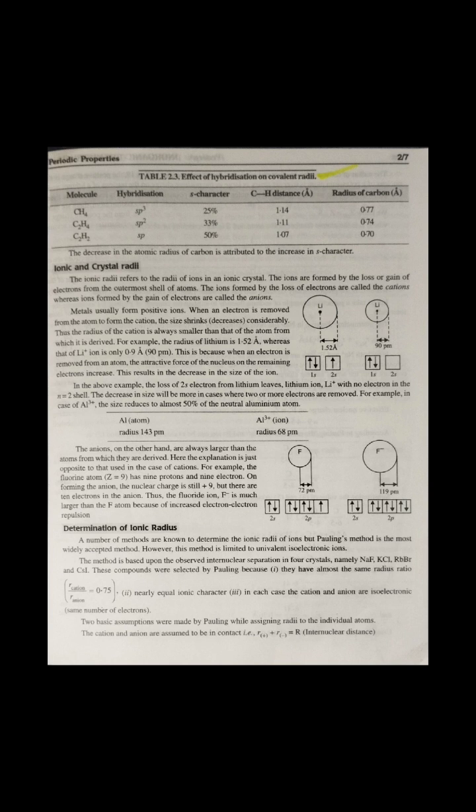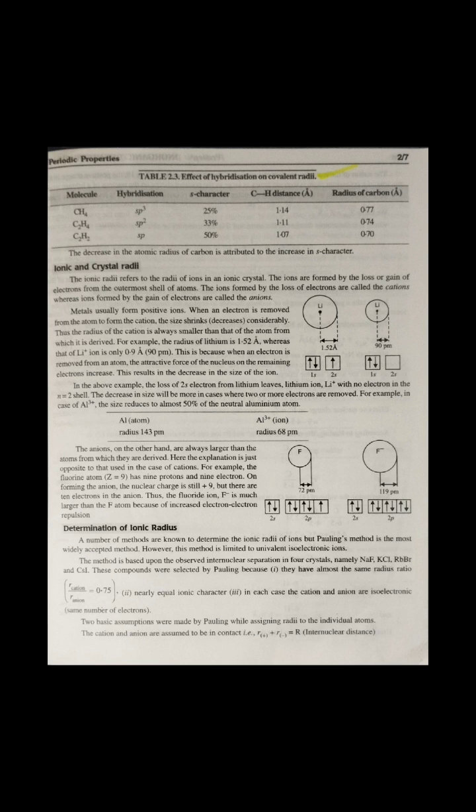The anions, on the other hand, are always larger than the atoms from which they are derived. Here the explanation is just opposite to that used in the case of cations. For example, the fluorine atom, Z equals 9, has 9 protons and 9 electrons. On forming the anion, the nuclear charge is still +9, but there are 10 electrons in the anion. Thus the fluoride ion F- is much larger than the F atom because of increasing electron repulsion.